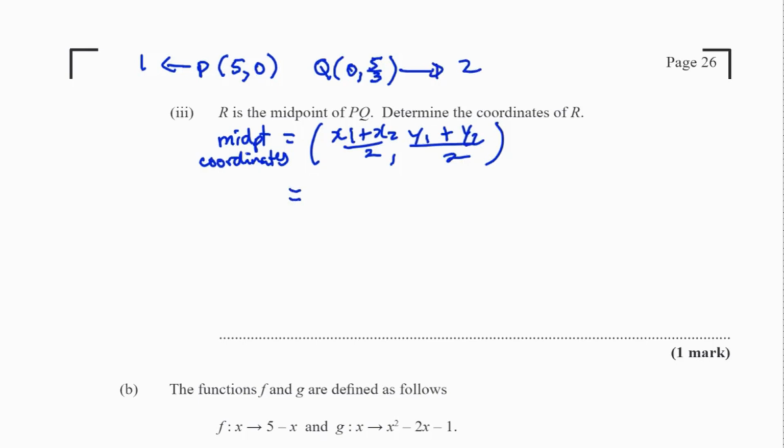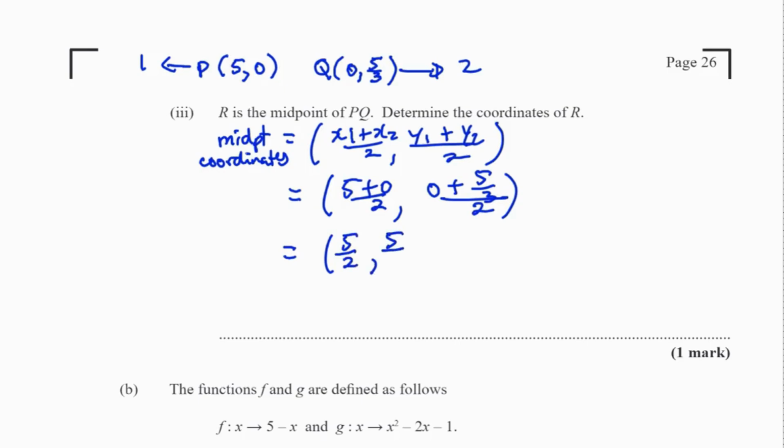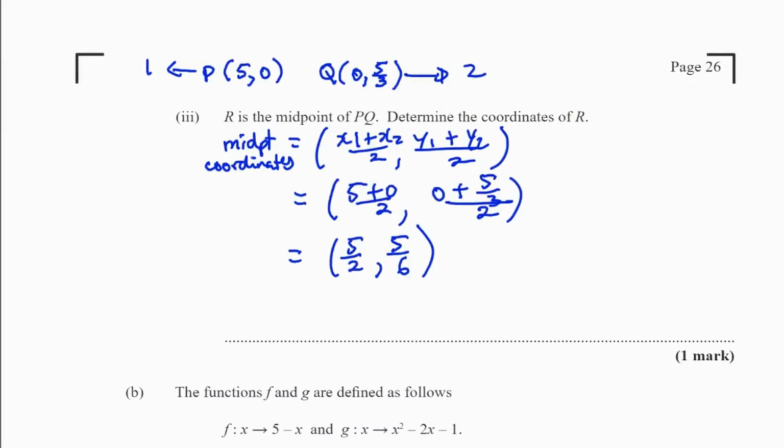So the midpoint here, you just substitute in the values. You'd have 5 plus 0 over 2, and then 0 plus 5/3 over 2. So this simplifies to 5 over 2 and 5 over 6. So R would have the coordinates 5 over 2, 5 over 6.